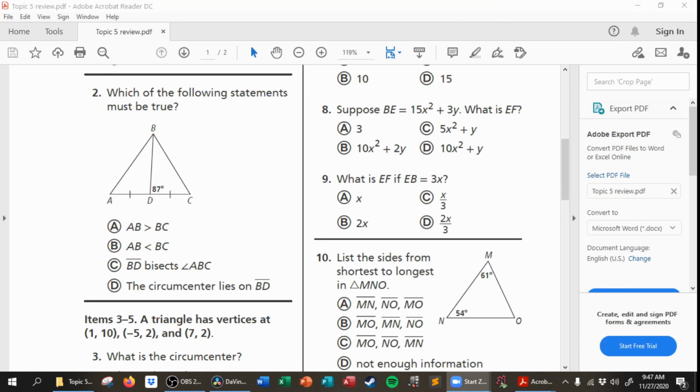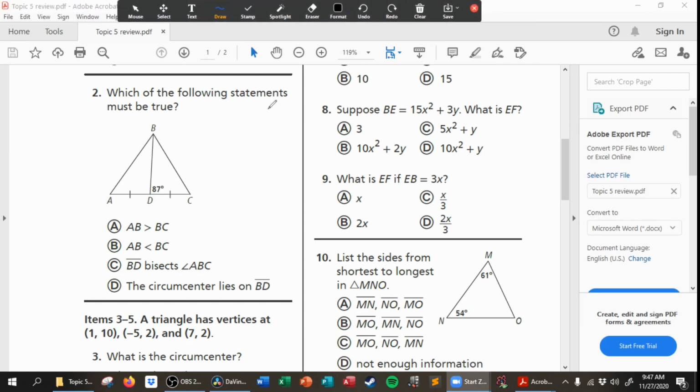All right, let's look at number 2. Which of the following statements must be true? That's just another way of saying select all that apply. So this test is going to rely heavily on select all that apply. So you need to be really careful when you're answering these and really examine them before you choose an answer.